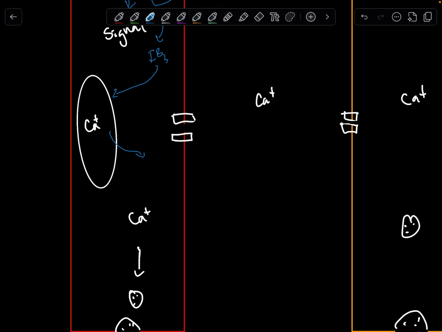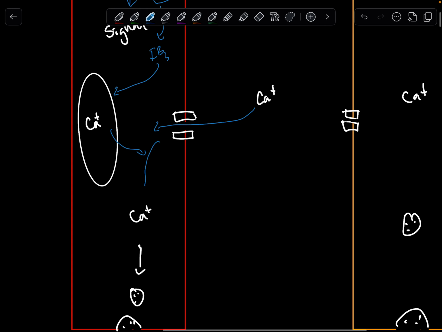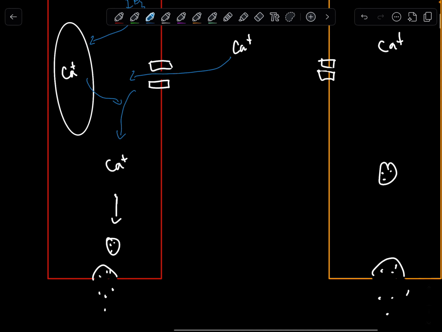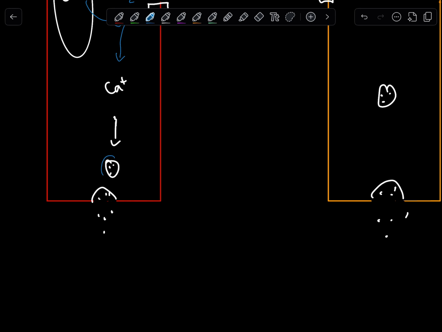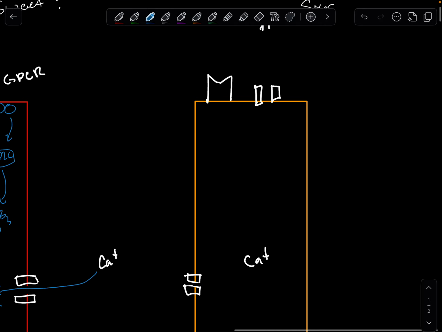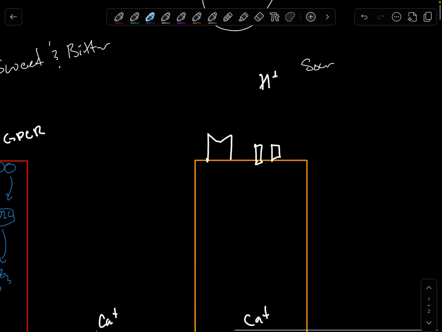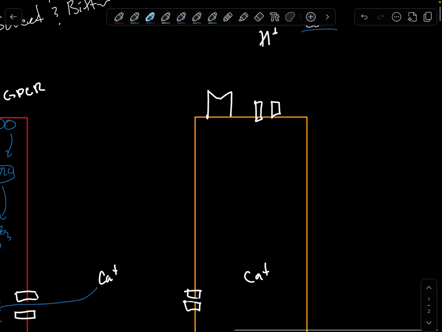right? Got some depolarization going on. Calcium also from the extracellular space will come in. Got tons of calcium. Calcium then binds to vesicles, releasing neurotransmitter. Same thing here with sour. So we've got hydrogen ions. Hydrogen ions will come in.